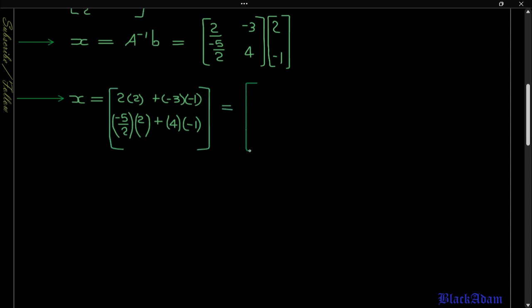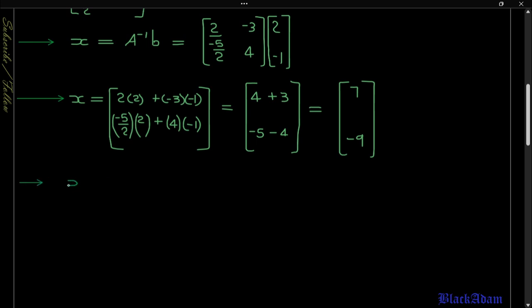We need to simplify what's inside, so 2 times 2 is 4, -3 times -1 is 3, and then the 2 cancels and that's going to be -5, and plus 4 multiplied by -1 is -4. And then 4 plus 3 is 7, -5 minus 4 is -9. So there we have our x1 is going to be 7, and x2 is going to be -9.